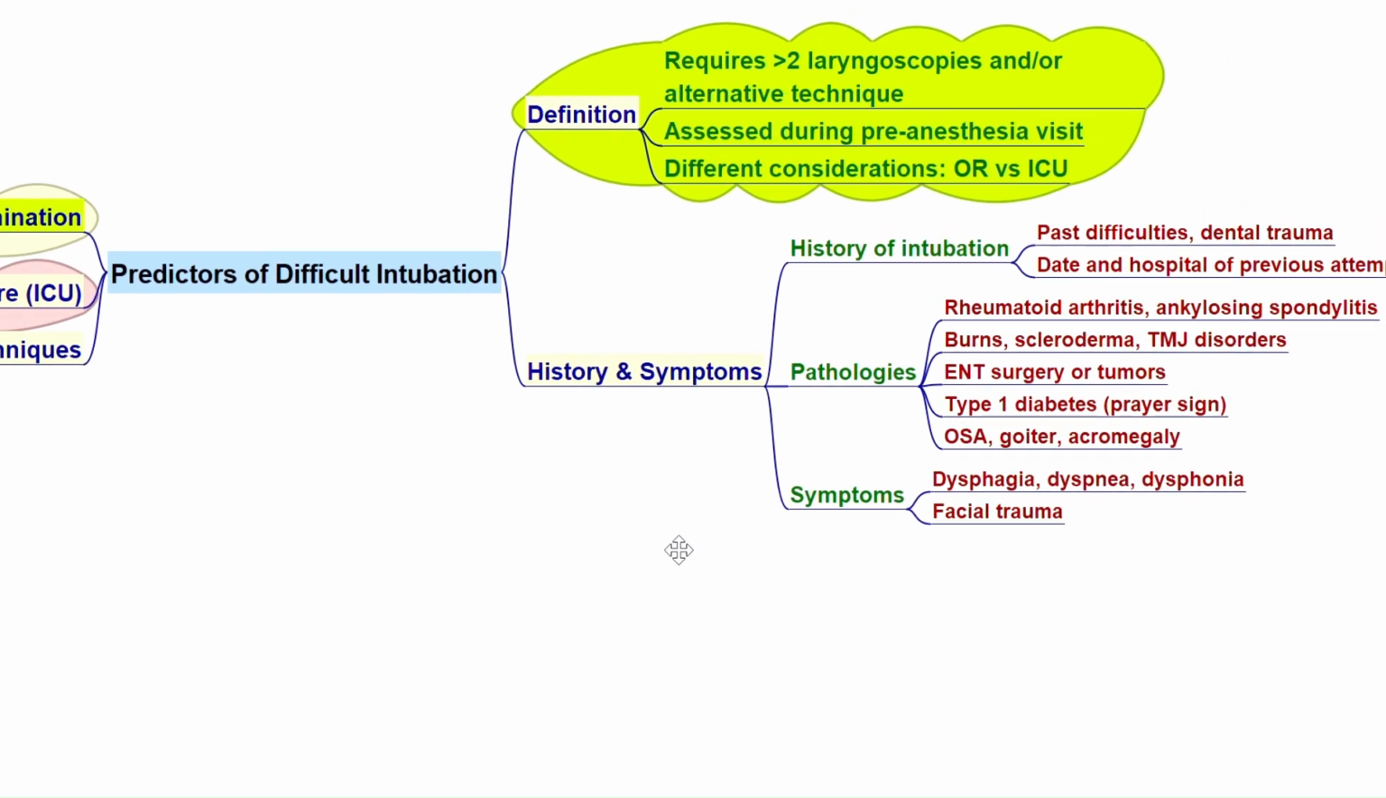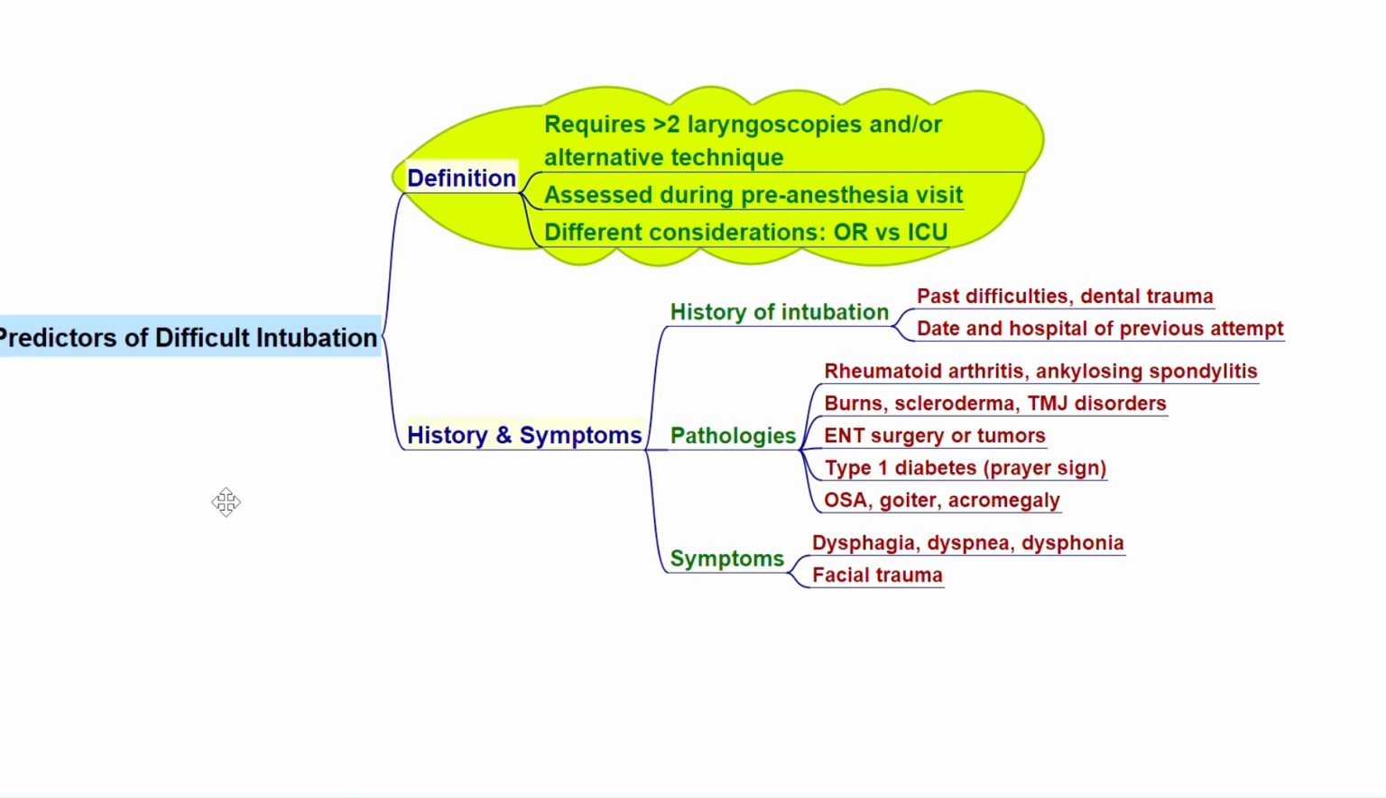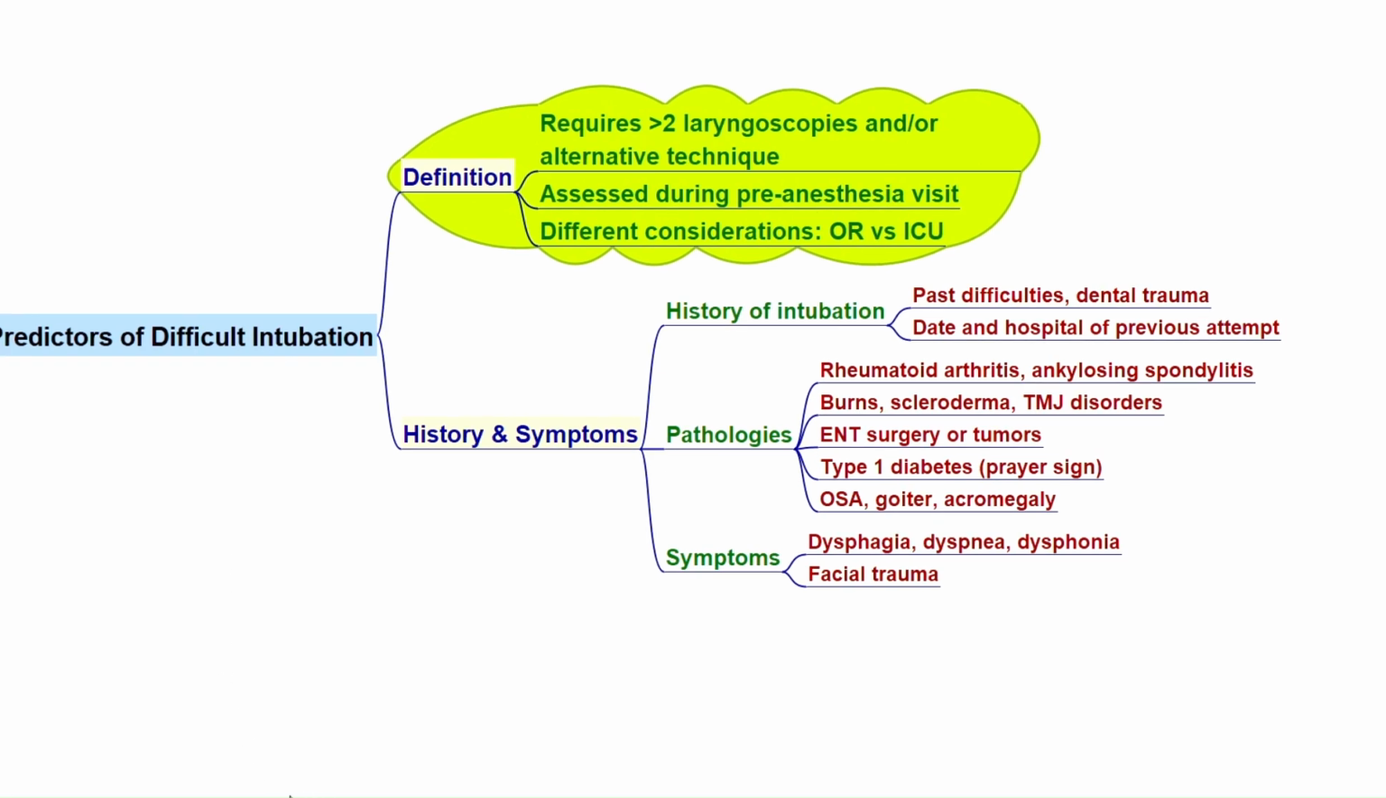Detection through patient history. It is important to note any incidents during previous intubations, especially difficult intubations, dental status, the location, and how long ago it occurred. As for pathologies, you need to look for osteoarthritis, rheumatic diseases, burns, scleroderma, ENT tumor surgery, diabetes, such as the prayer sign, Pierre Robin syndrome, goiter, acromegaly, and other symptoms like dysphagia, dysphonia, dyspnea, and trauma.